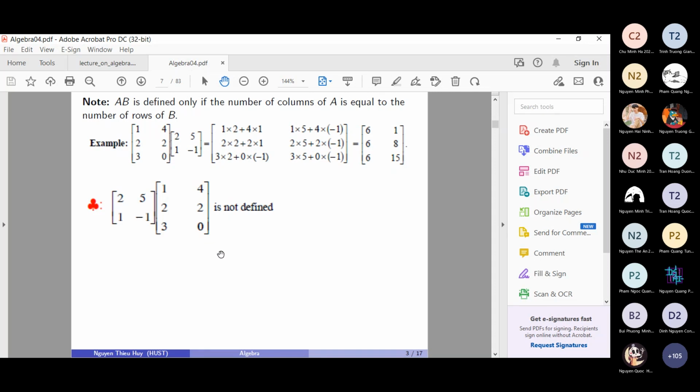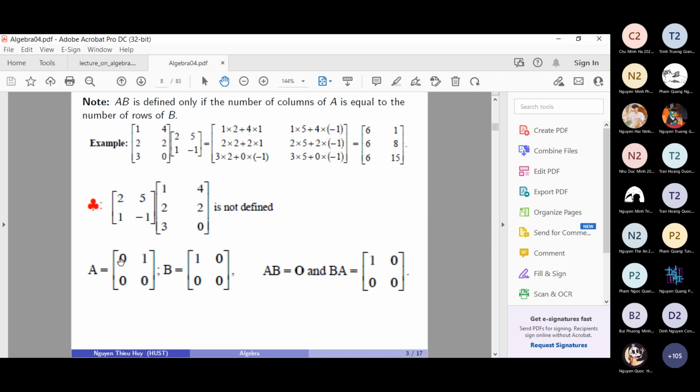And what is more interesting is I want to give you this example. A equals 0 1 0 0, B equals 1 0 0. So you can multiply AB. The first row multiplies the first column: 0 plus 0. The first row multiplies the second column: 0 0 0. Second row first column 0, second row second column. So you obtain the 0 matrix. Now you can write the 0 a little bit bigger than the normal 0 here.